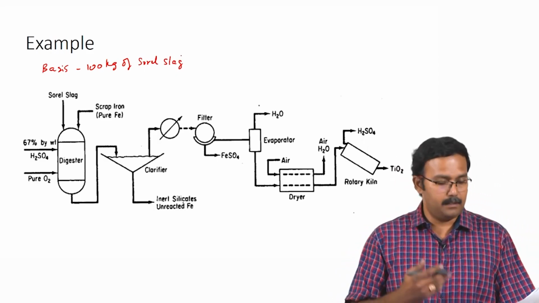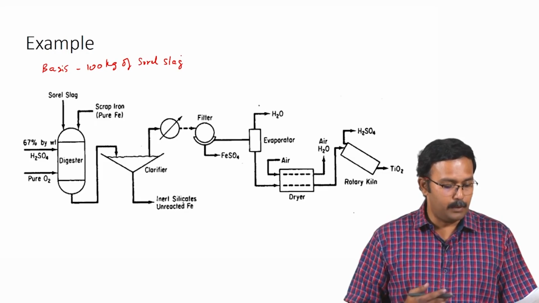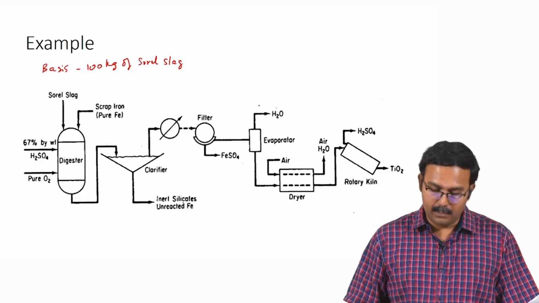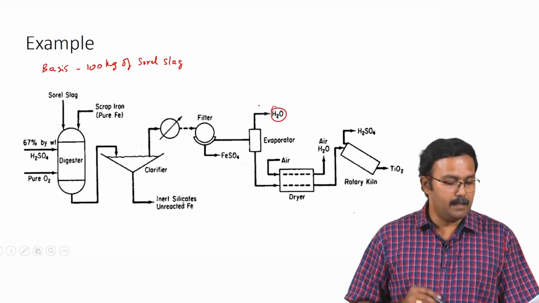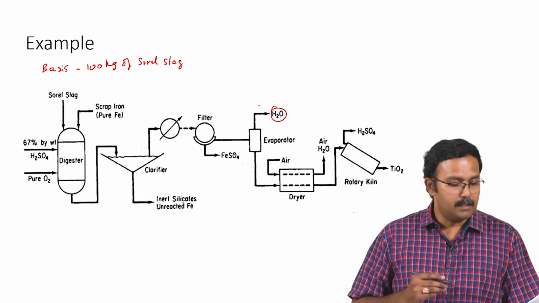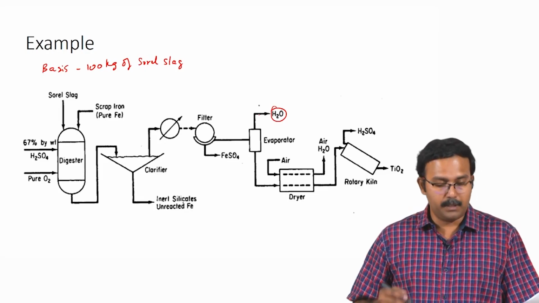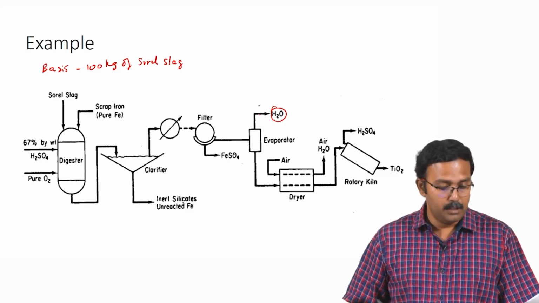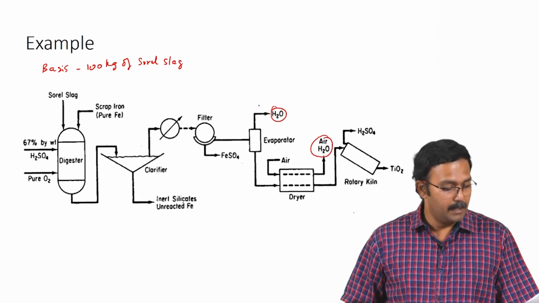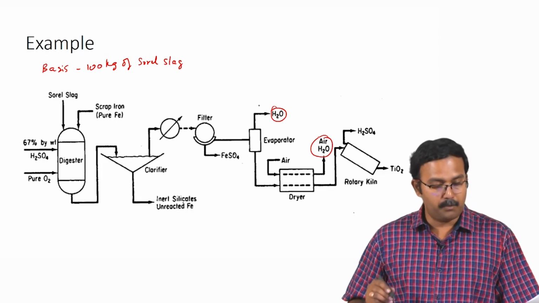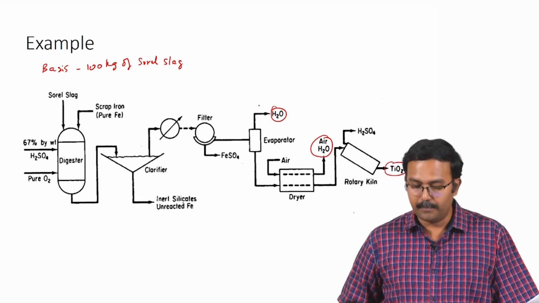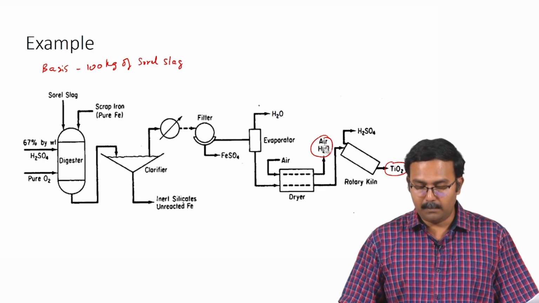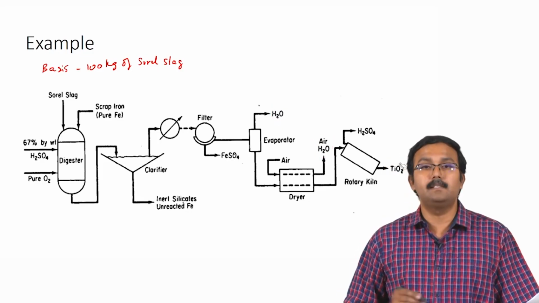Now, if you look at the aspects which we need to calculate, we need the kilograms of water which is removed from the evaporator, which is this stream, and we also need to calculate the exit kilograms of water per kilogram of dry air from the hot air dryer, which is basically this stream, and we need to calculate the kilograms of product TiO2 produced, which is this stream. So, these are the three components which we need information on.